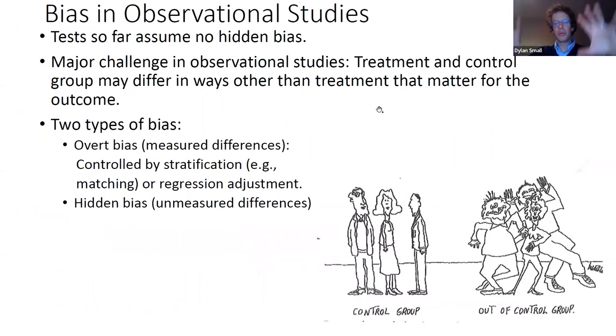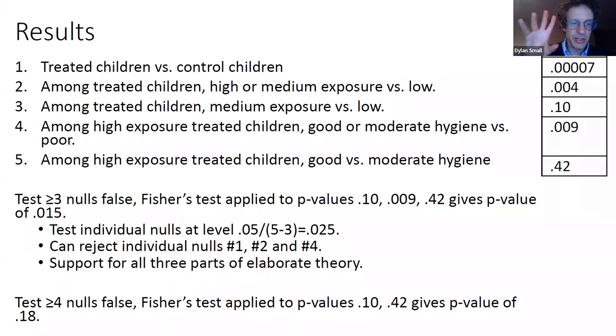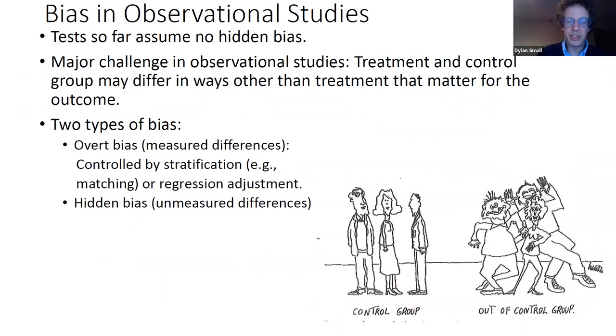So far I've been talking about evidence for how many nulls are false. But so far, all those tests are assuming there's no hidden bias, no unmeasured confounding. A major challenge in observational studies is that, as much as we try to measure the confounders, there are typically unmeasured confounders. And there are two types of bias to worry about. One is bias from measured confounders. We can handle that. We can control it by stratification, matching, regression, all kinds of tools that have been developed. But the harder thing is to deal with hidden bias from unmeasured confounding.